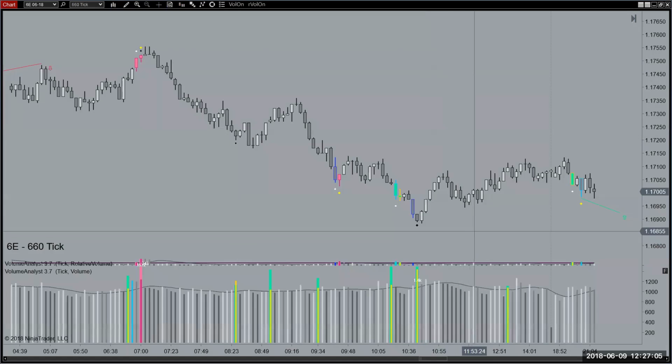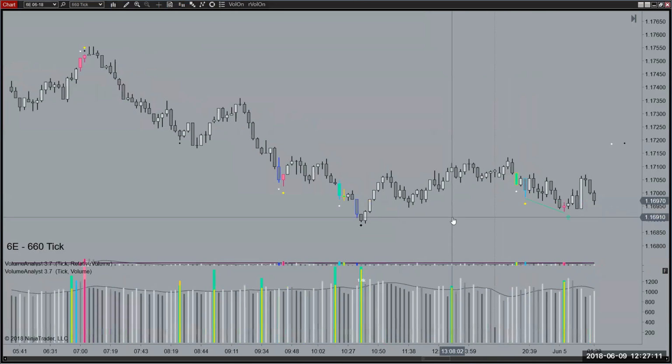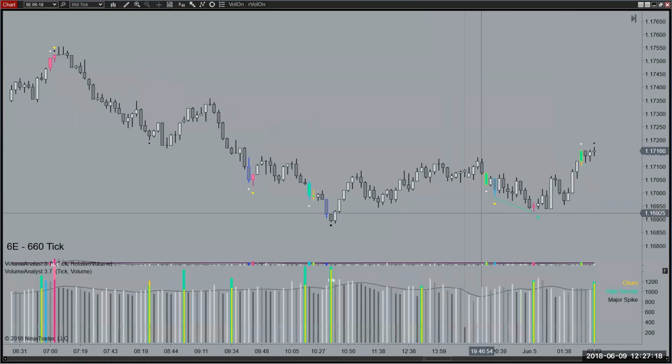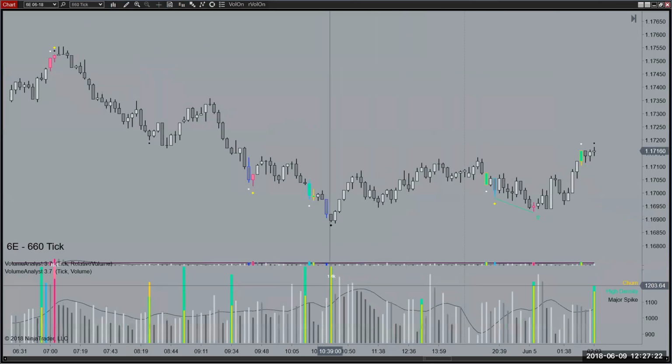It just means that somebody with deeper pockets than average are stepping into the market. Sometimes they'll stop it on a dime. Other times they're just simply exiting the position that somebody told them to exit. So anyway, that's total volume per tick.